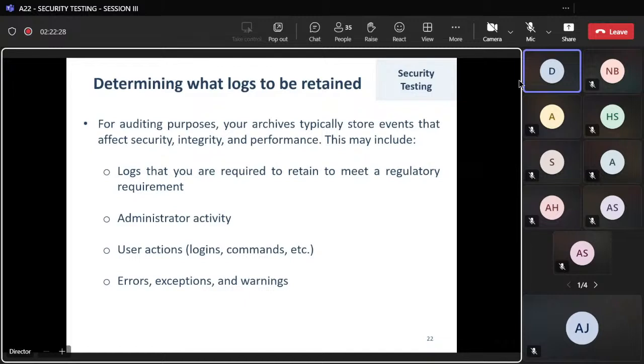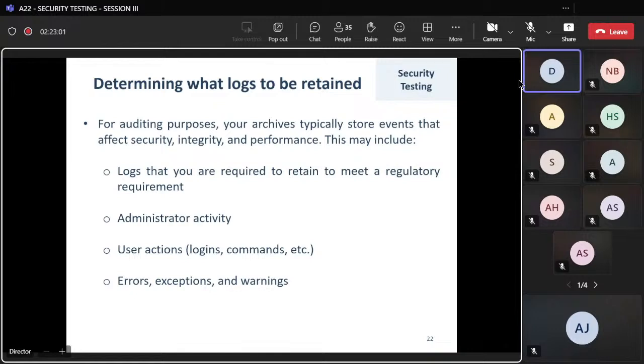Next one, administrator activity. Any type of activities that is performed by the administrator account. For example, changing the system configuration, or even adding a new group or adding a new user, or any kind of administrative activities, like cleaning up a particular drive, or any other activities on a particular device. Any administrator related activities, not the user related activities.